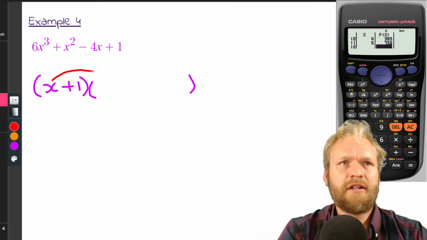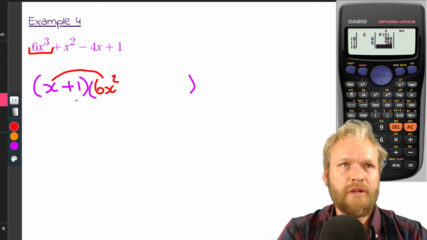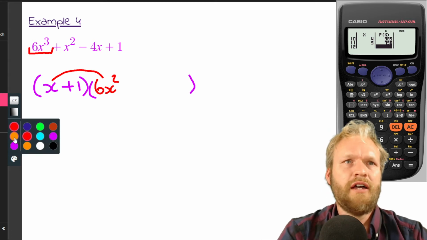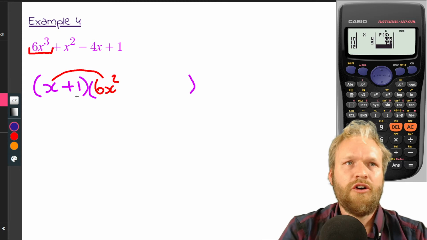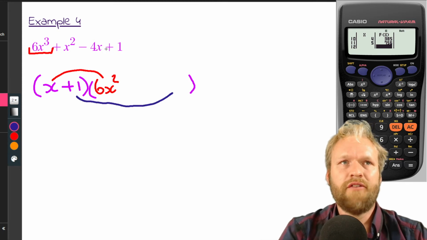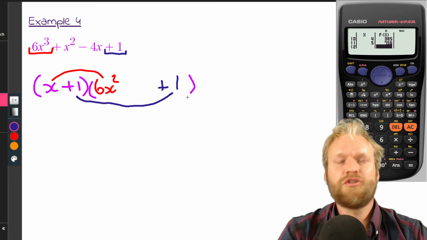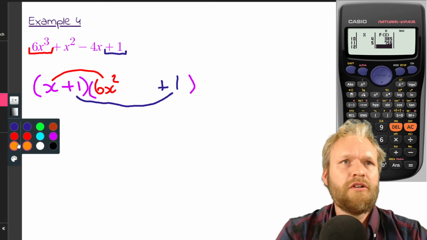We went x times what will give us 6x cubed. Well, this time it must be 6x squared. X times 6, yeah, that works. And for our last term, let's go blue on it. So 1 times what will give us positive 1? Well, yeah, positive 1. And we must just work out that middle term. So let's go for it.